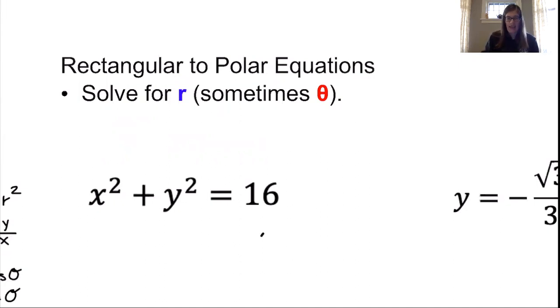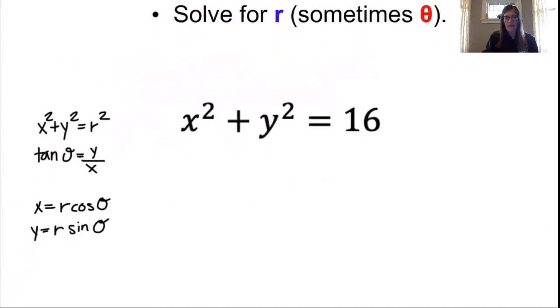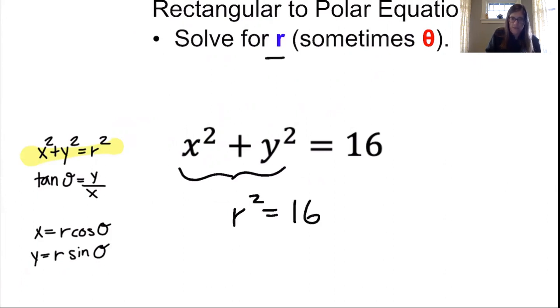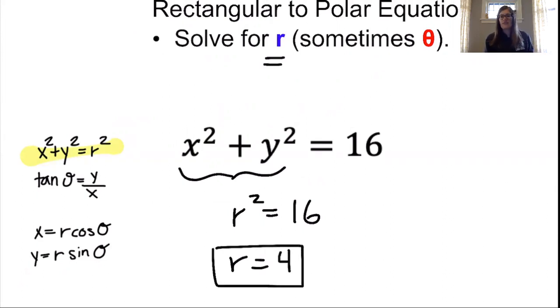All right, looking at my first example, X squared plus Y squared equals 16. You're probably looking at this, oh yeah, that's going to be an easy conversion. We're going to use X squared plus Y squared equals R squared. So all of this is equal to R squared. Solve for R. So we're going to square root both sides. R is 4.